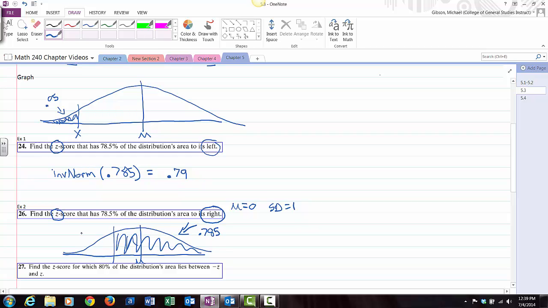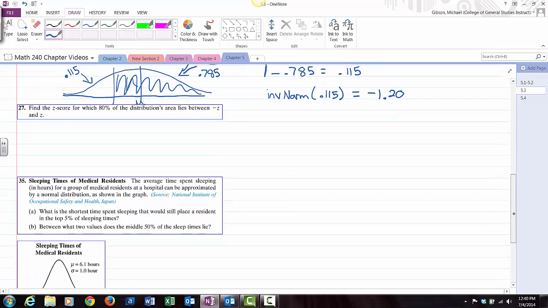Then if this is 0.785, what is this? Well, 1 minus 0.785 equals 0.215, so this is 0.215, and that means that what we're going to do then is INV norm 0.215. Alright, second distr, INV norm 0.215, close parenthesis, enter, minus 0.79. Or whatever, if it asks for 2 decimal places, then you'd give it to 2 places.